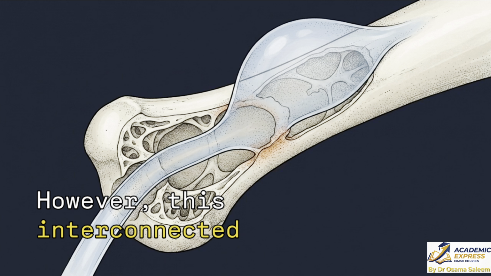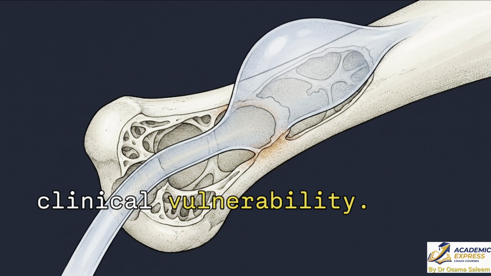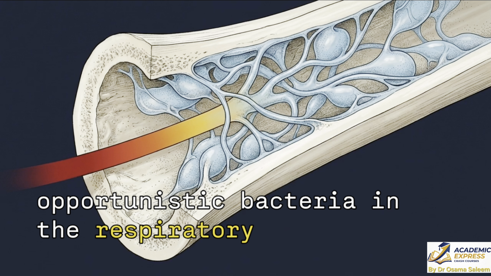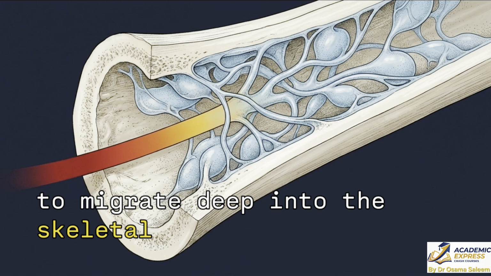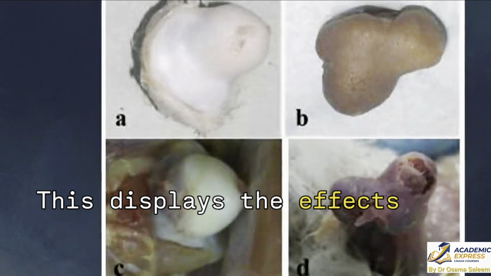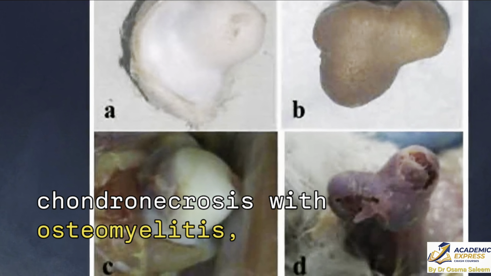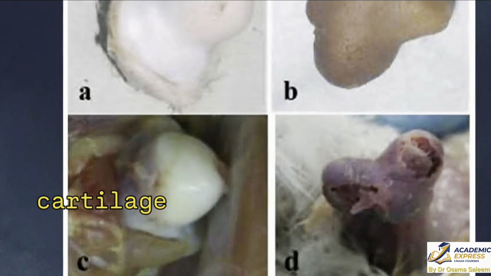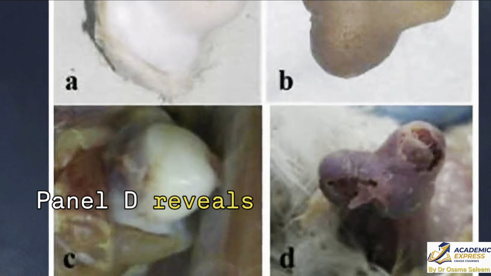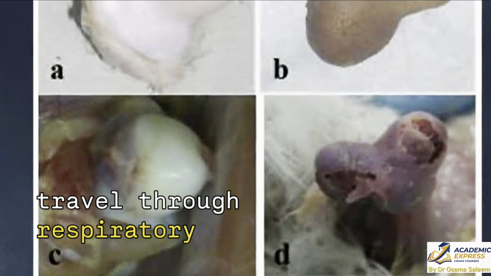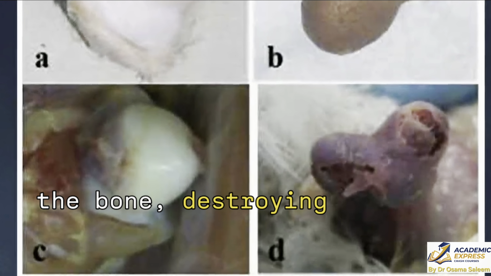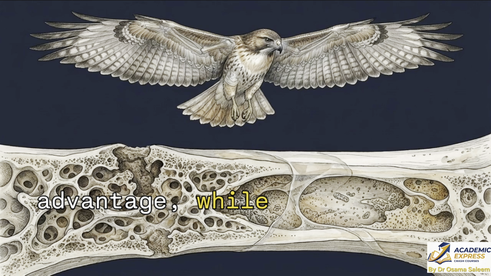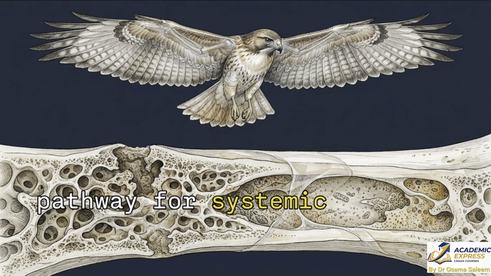However, this interconnected system introduces a clinical vulnerability. Pneumatization creates a direct highway for opportunistic bacteria in the respiratory tract to migrate deep into the skeletal core. This displays the effects of bacterial chondronecrosis with osteomyelitis, or BCO. Panels A and C show the smooth articular cartilage of a healthy joint. Panel D reveals what happens when pathogens travel through respiratory pathways and colonize the bone, destroying tissue from the inside out. The pneumatic skeleton provides an aerodynamic advantage while simultaneously creating a pathway for systemic infection.